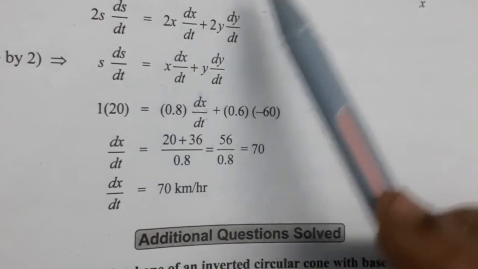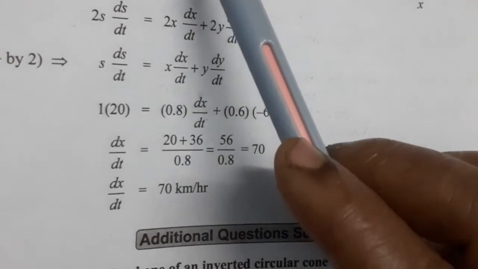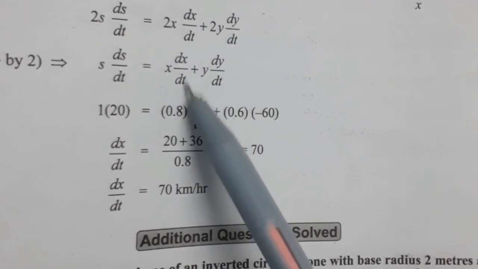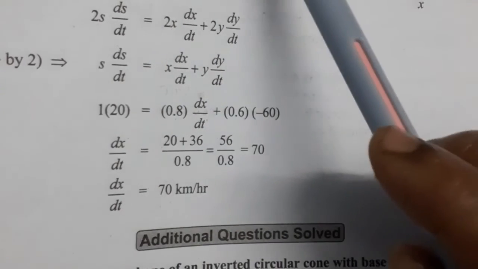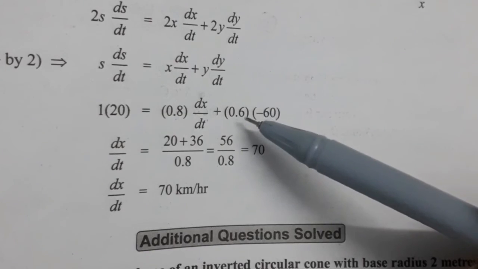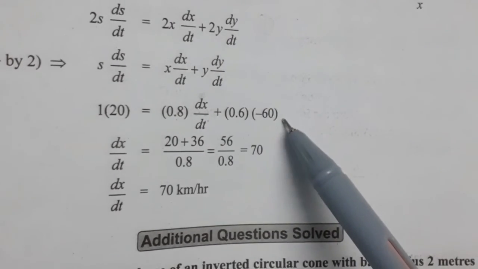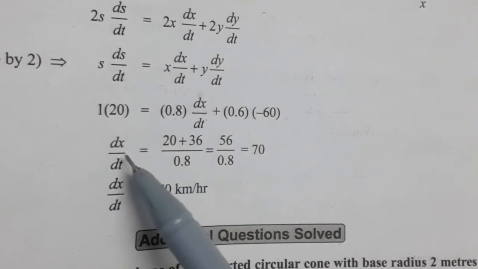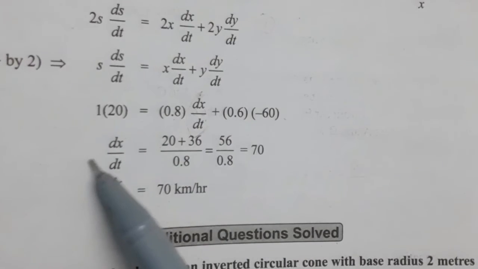ds by dt is 20. So 20 equals, what is our x? x is equal to 0.8 into dx by dt, plus 0.6. y is 0.6 into minus 60. Now 1 into 20 is 20. We want to find dx by dt, so keep all the terms on the right hand side.